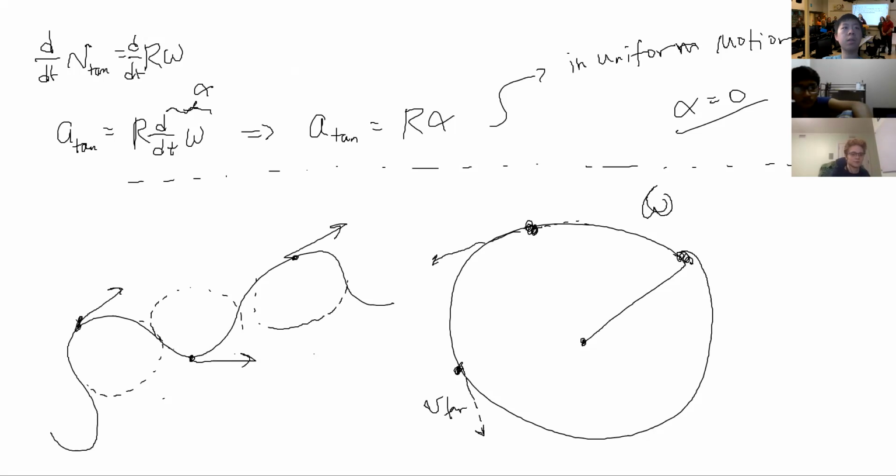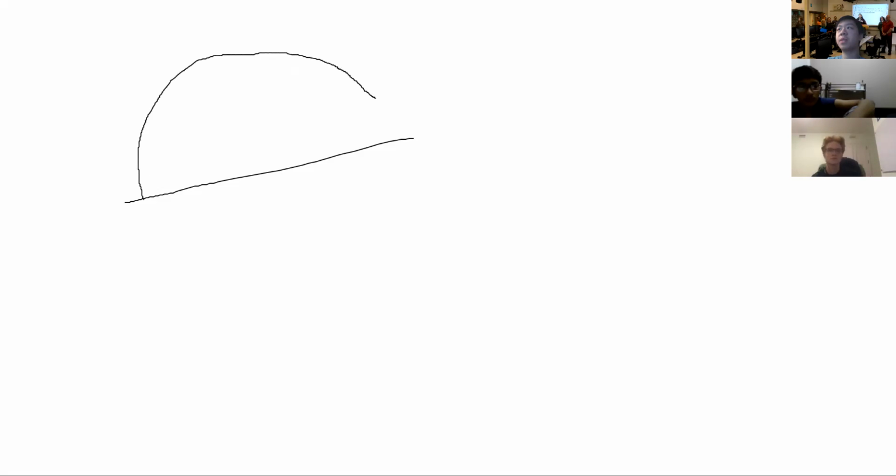So there. Okay, so now let's examine what's really going on with circular motion. There's a question in the chat: the magnitude of the acceleration doesn't change, but the direction does. Yeah, we're going to be looking at that.